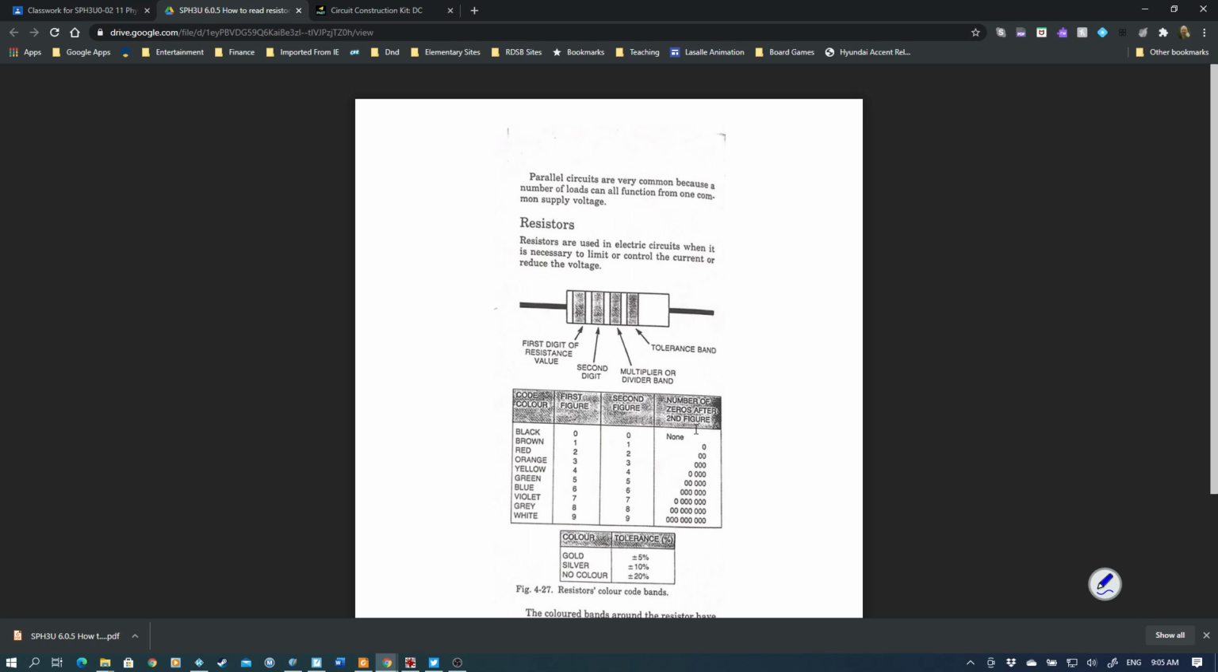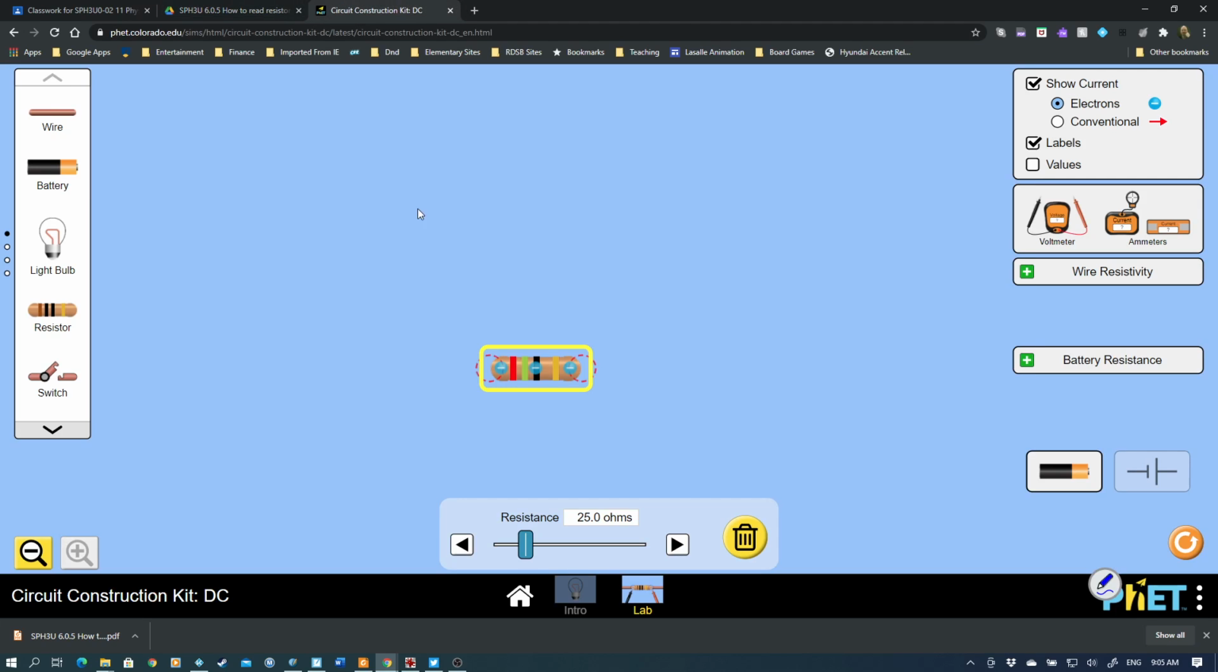So it's times 10 to the power of something. Well, 25 is times 10 to the power of 0 because it's just 25. 10 to the power of 0 is 1. So the band is going to be black because that's going to represent that it's a power of 0, okay?